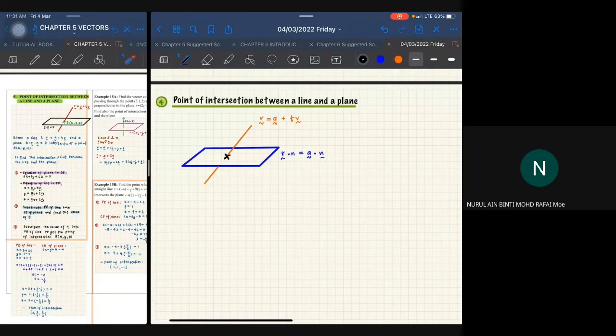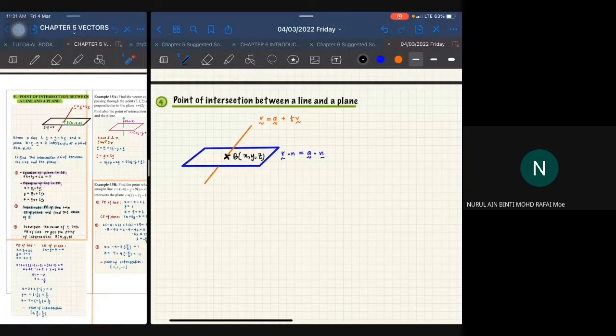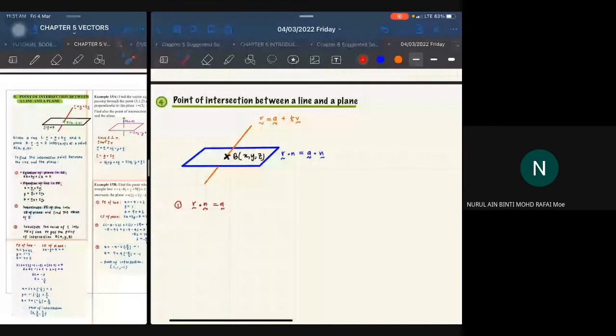So let's give it a name, not A, otherwise you will confuse it with the fixed point. So we let it be B. So it has X, Y, Z. Okay, so you want to find the value of X, Y, Z. So the first step that you need to do is, the equation of the plane must be in Cartesian equation. So R dot N equal to A dot N in Cartesian equation form.